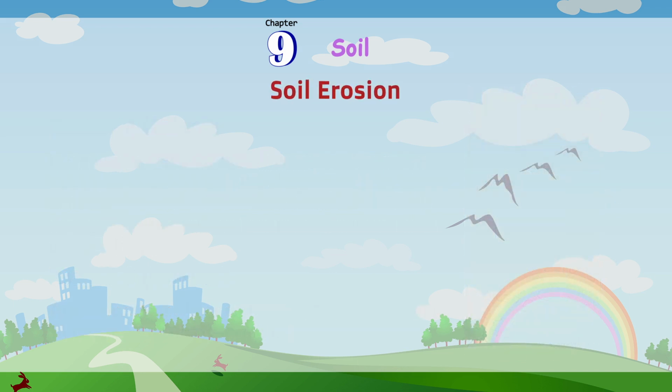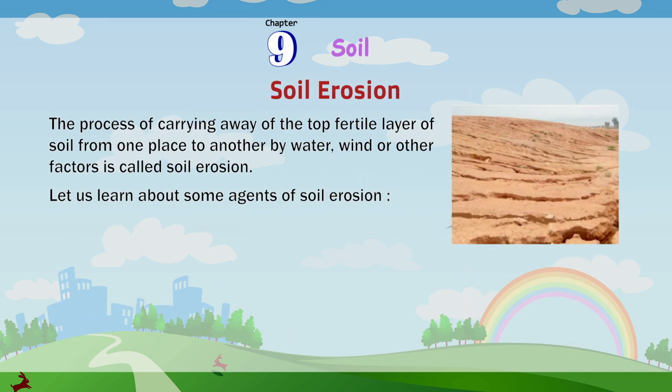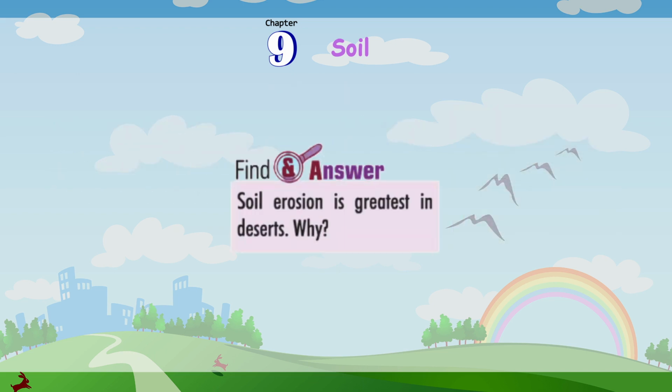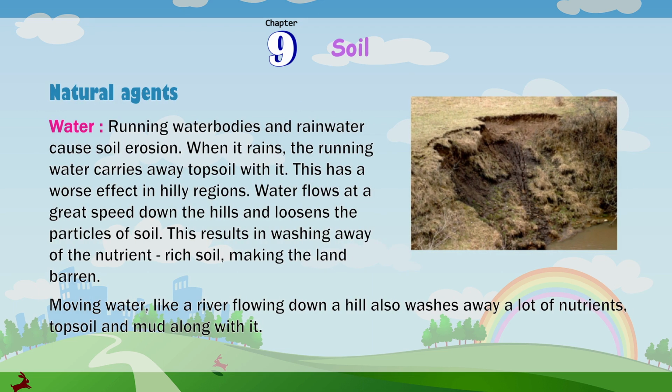Soil erosion. The process of carrying away the top fertile layer of soil from one place to another by water, wind, or other factors is called soil erosion. Let us learn about some agents of soil erosion. Find and answer: Soil erosion is greatest in deserts. Why? Natural agents. Water. Running water bodies and rainwater cause soil erosion.